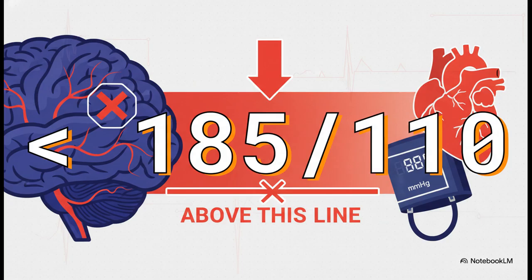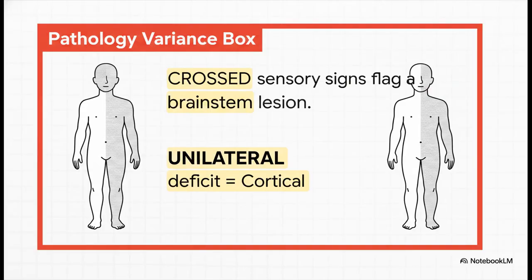To administer TPA safely without converting a standard ischemic stroke into a deadly hemorrhagic one, the patient's blood pressure must be absolutely suppressed below 185/110. Under no circumstances do you push the drug above this line. It's a hard stop.